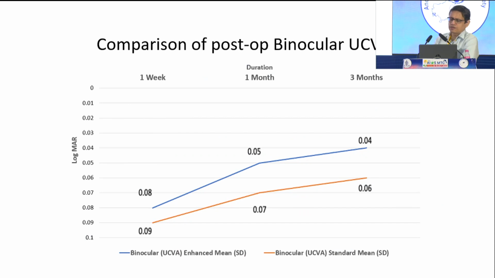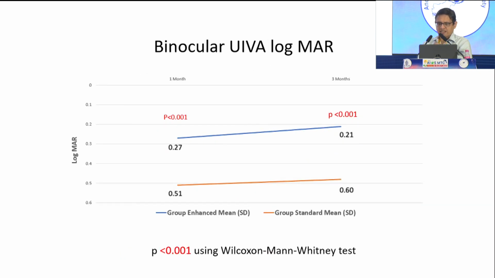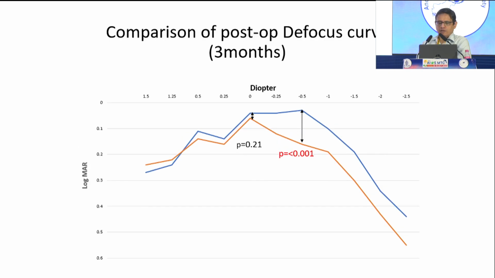So what we found was, we analyzed the results both binocularly and uniocularly. I'll explain the reason a little later. In terms of binocular UCVA, the results were similar. The enhanced group had slightly better vision post-operatively at all follow-ups, but none of them reached significance at any point. They did, however, show a significantly better unaided near visual acuity.